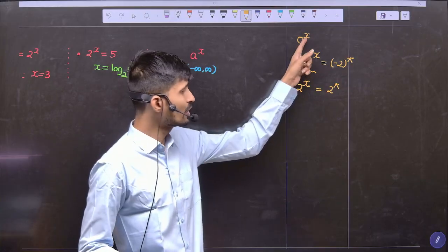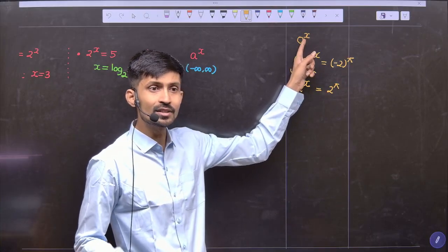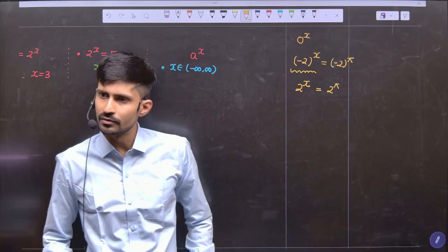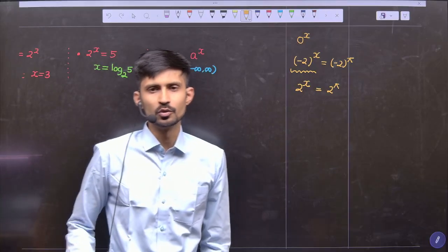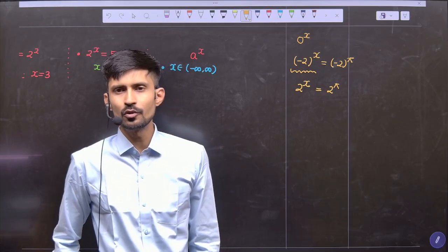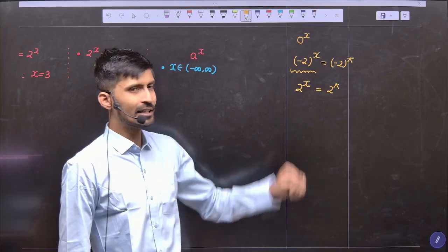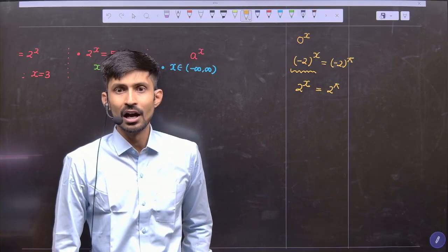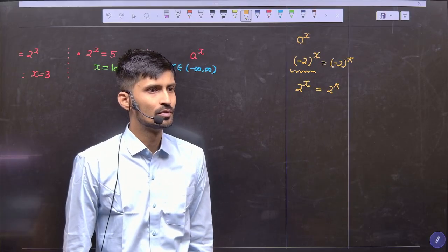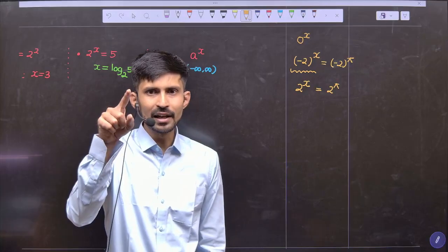It means 0 raised to x is defined when x is not 0. Like 0 raised to 0.1 is 0. 0 raised to root 2 is 0. 0 raised to root 3 is 0. 0 raised to root 4 is 0. What about a negative number? Again it will become undefined. 0 raised to minus root 2.